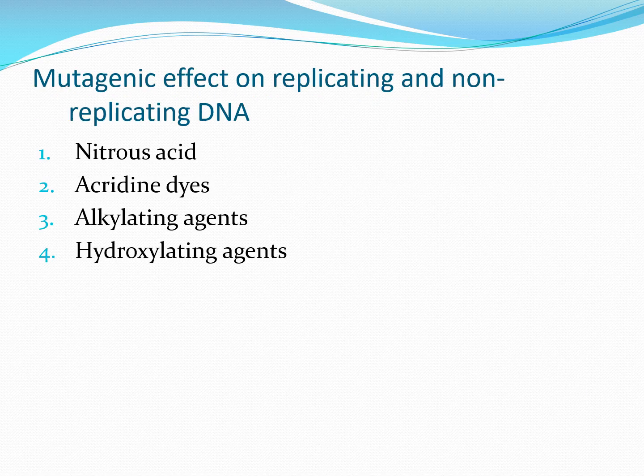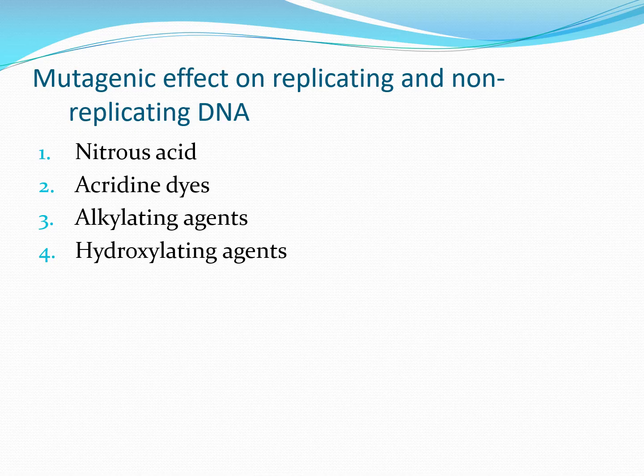In this slide, we look at how different mutagens affect two types of DNA, replicating DNA and non-replicating DNA. We have four classes of mutagens here: nitrous acid, acridine dyes, alkylating agents, and hydroxylating agents. The key point is that most of these agents are far more effective when DNA is actively replicating.